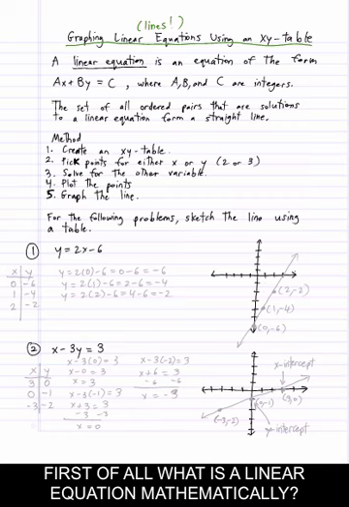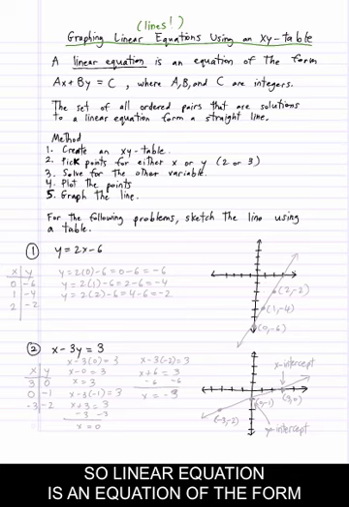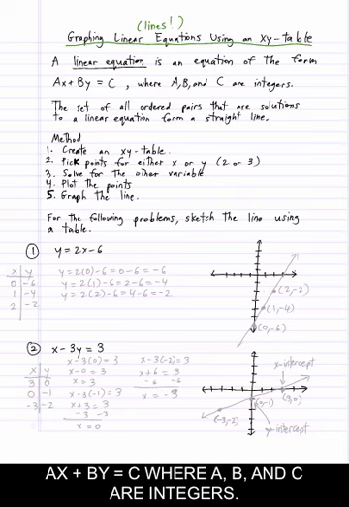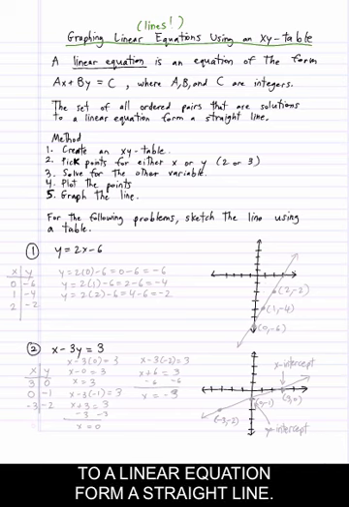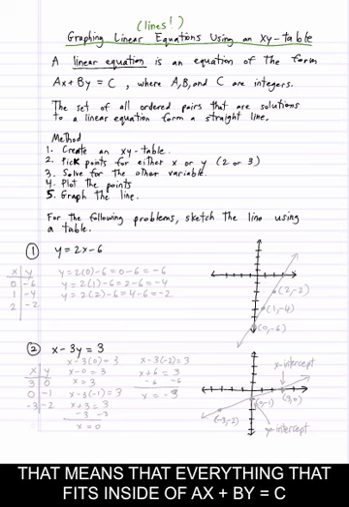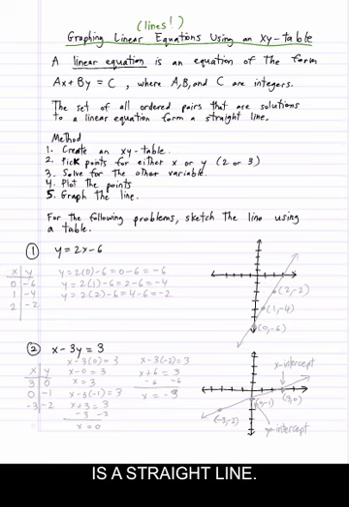First of all, what is a linear equation mathematically? A linear equation is an equation of the form ax plus by equals c, where a, b, and c are integers. The set of all ordered pairs that are solutions to a linear equation form a straight line. That means that everything that fits inside of ax plus by equals c is a straight line.